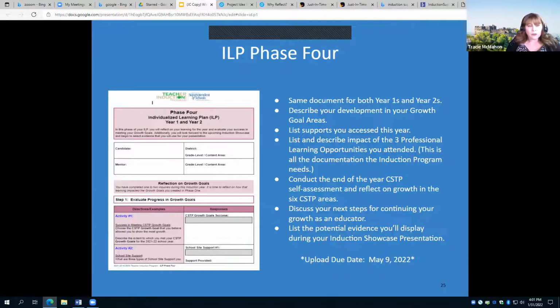Okay, this one's again pretty straightforward. And this one's due May 9th. One thing about ILP4, you do have to have it complete before you can register for a showcase. So make sure you get that completed before you register for a showcase. I'm sorry, before you complete your showcase, not register. I take that back. You can't do the showcase if you don't have ILP4 in. Okay.